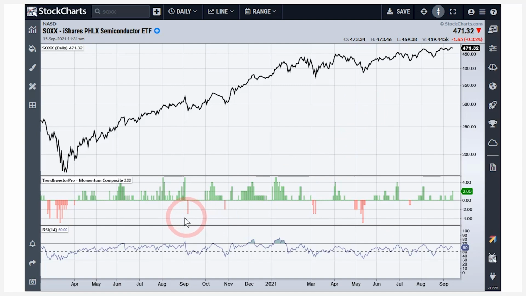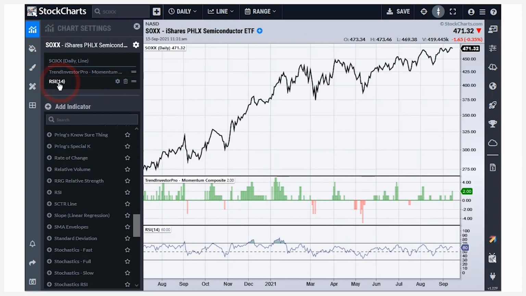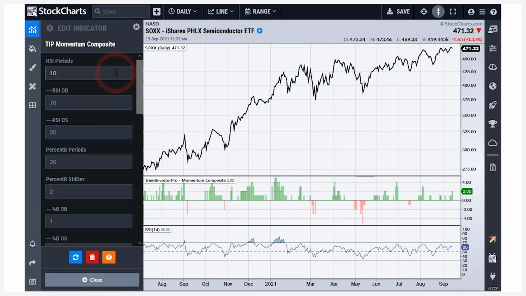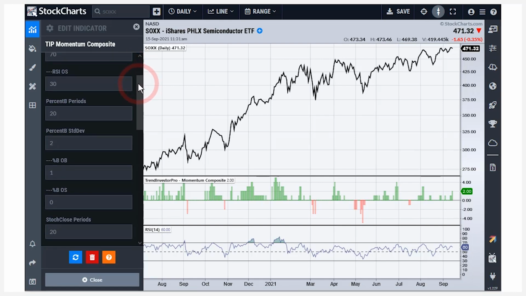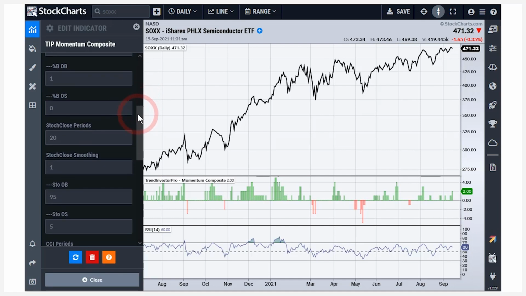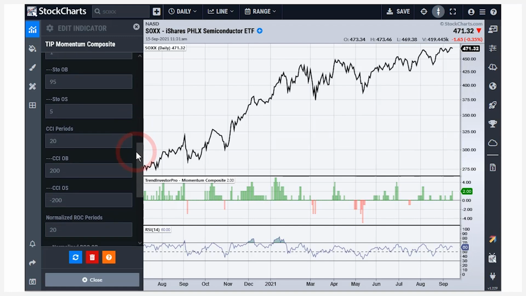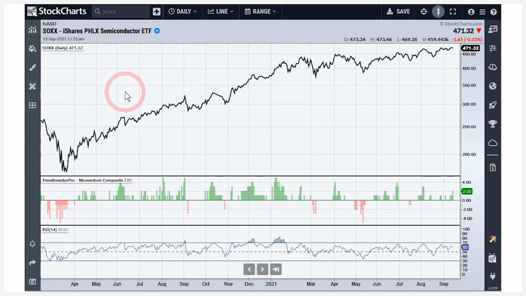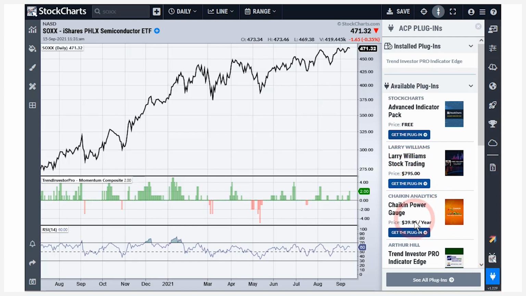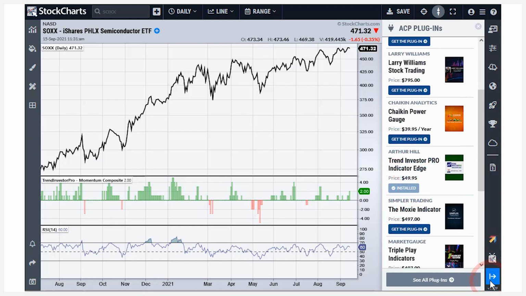And so when 3 of these indicators become oversold, and if you want to know which indicators are in there, I'll reopen that. You can open this to the left. This is a Trend Investor Pro Indicator Edge plugin available for StockCharts ACP. And there are the 5 indicators: RSI, %B, StochX close, shorter term, we have the CCI, and we have the normalized ROC. And if you want to know any more about these indicators, in the bottom right, there's a link for the plugins, and there you can find information on this plugin.